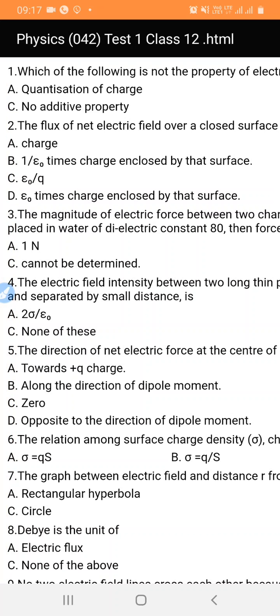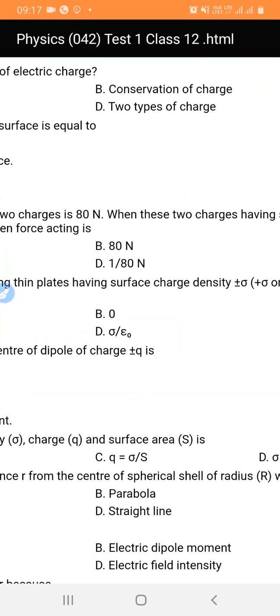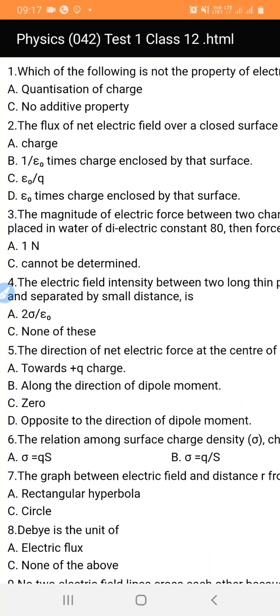So you should remember all the properties of electric charge. Here quantization of charge is a property, conservation of charge is also a property, and two types of charges, positive and negative, are also a property, and additive property also. But in option C it is written that no additive property. So option C is not the property, incorrect.